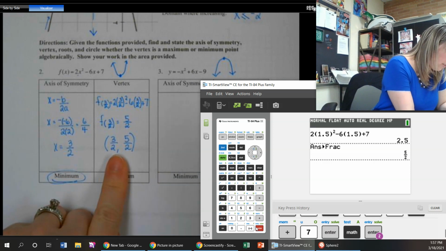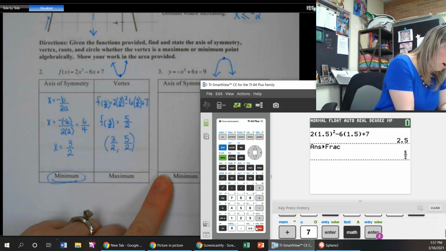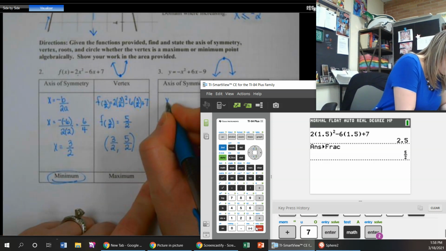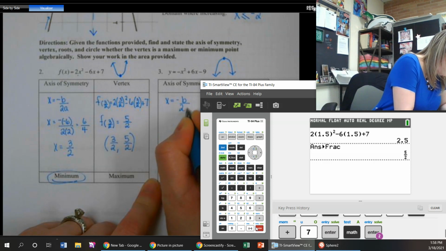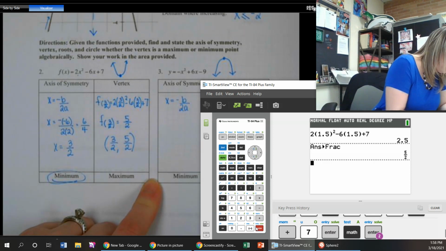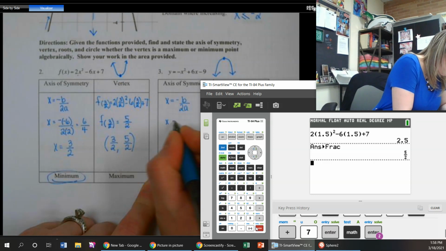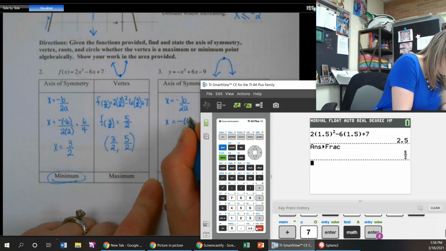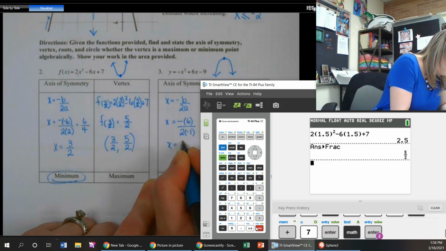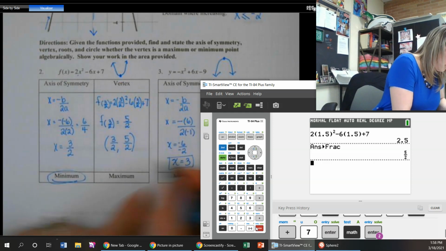So let's try this over here again. This time, x equals negative b over 2a. We actually have an a value other than 1 to plug in there. That's nice. Negative of 6 divided by 2 times negative 1. I get negative 6 over negative 2, which is an x value of 3. So my axis of symmetry is x equals 3.